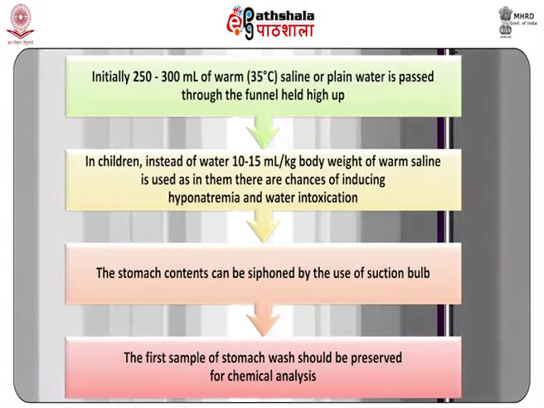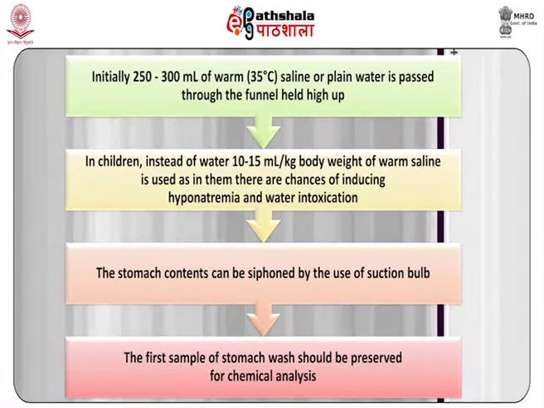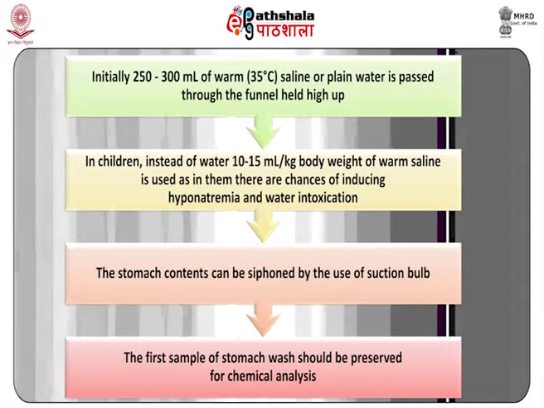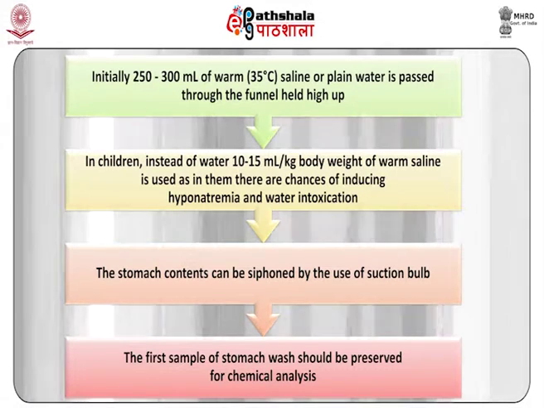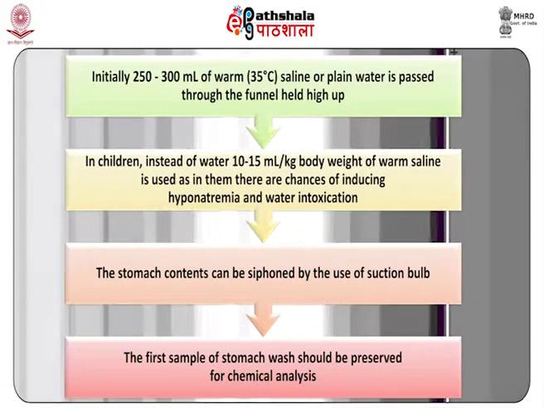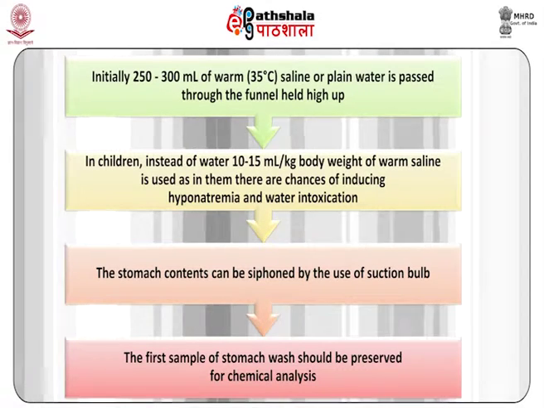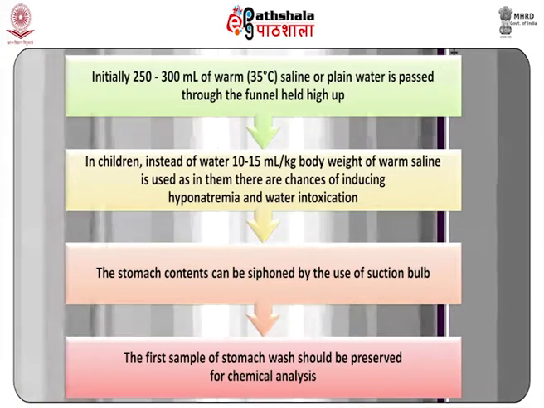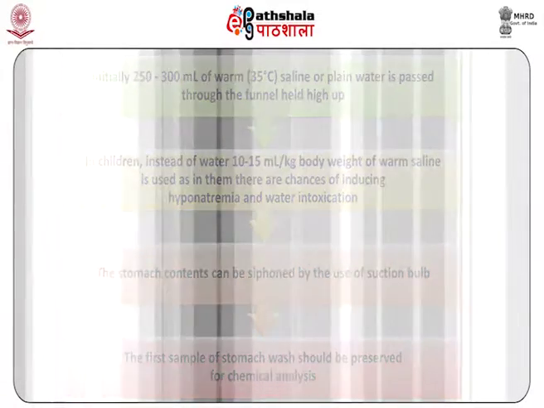For carrying out a stomach wash, initially 250 to 300 milliliters of warm, that is around 35 degrees centigrade, saline or plain water is passed through the funnel held high up. In children, instead of water, 10 to 15 milliliters per kg body weight of warm saline is used, as in them there are chances of inducing hyponatremia and water intoxication. The stomach contents can be siphoned by the use of a suction bulb. The first sample of stomach wash should be preserved for chemical analysis.